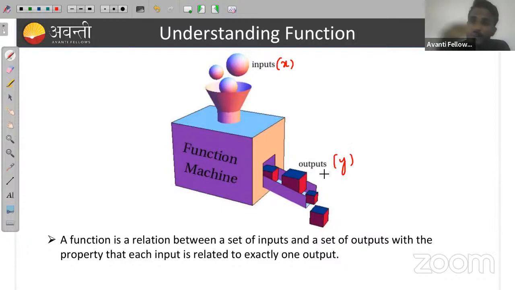So your function is nothing but a relation between input and output. You are giving something as input to the function, and that function has a property that it will give some output to you. Definitely, it is going to give some output to you, but under one condition: the input is related to exactly one output. What does it mean? It means for a particular X, there will be a particular Y. Simultaneously, you can't have Y or Z at a time for a given single input, right?